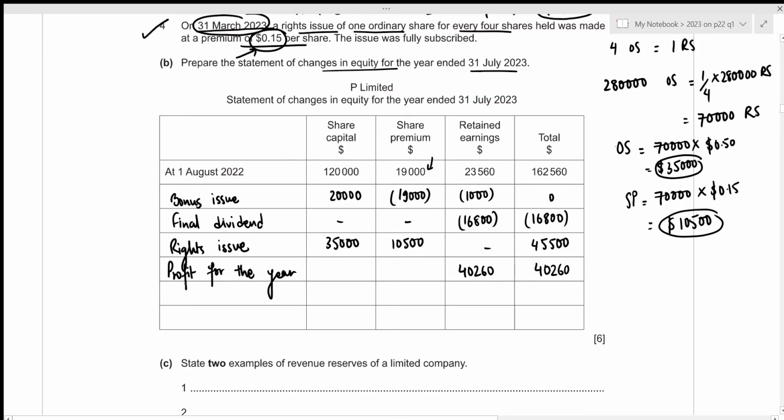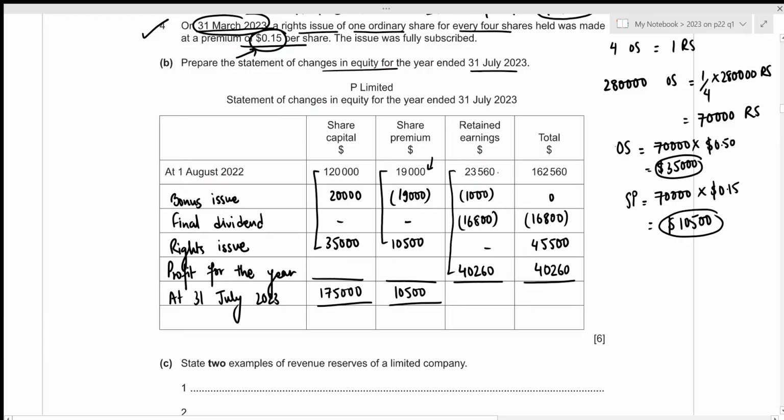Now we can figure out the closing balances. So that will be at the date of 31st July 2023. For our share capital column, that will be 120,000 plus 20,000 plus 35,000, which results in 175,000. For our share premium column, that's 19,000 minus 19,000 plus 10,500, which results in 10,500. For our retained earnings column, that's going to be 23,560 minus 1,000 minus 16,800 plus 40,260, which results in 46,020.